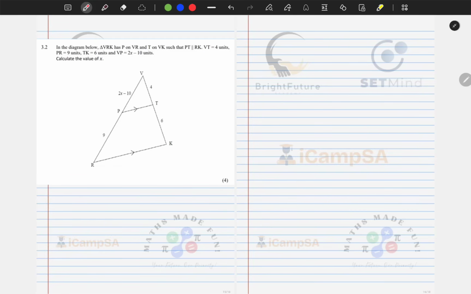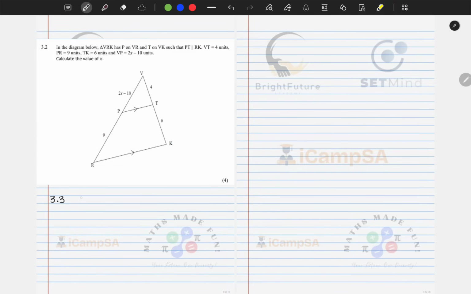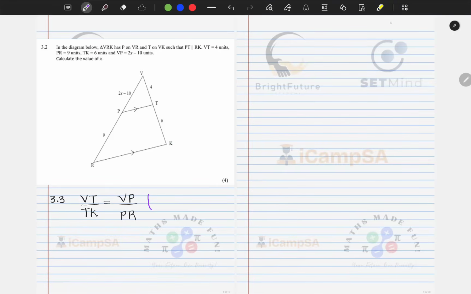So this here should be very easy, because we can put these sides proportionally and just solve for x. So what do I mean by that? What I mean is that we can do VT divided by TK, and this should be equal to VP divided by PR. Okay, and the reason for this is our proportionality theorem.